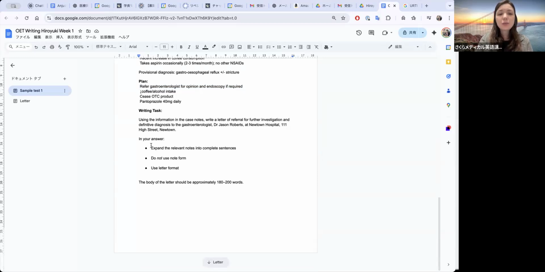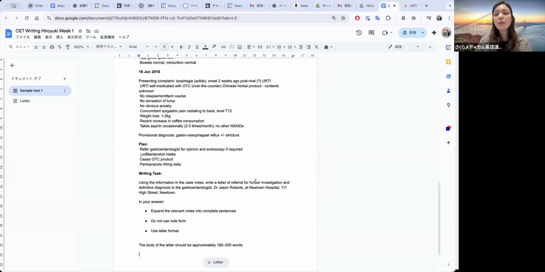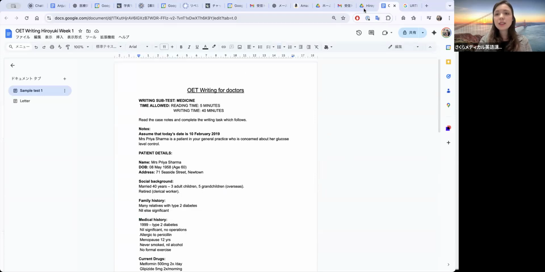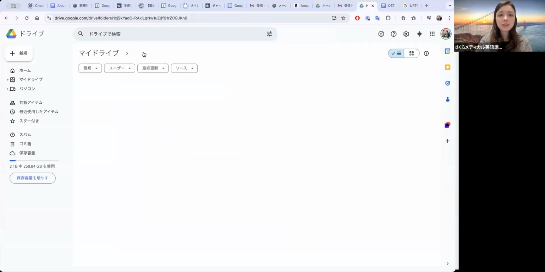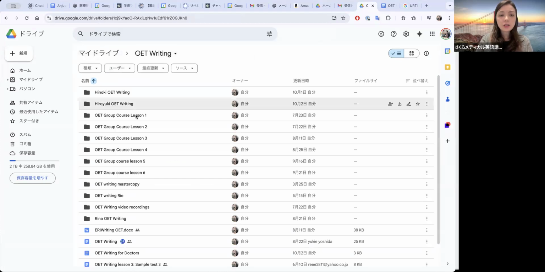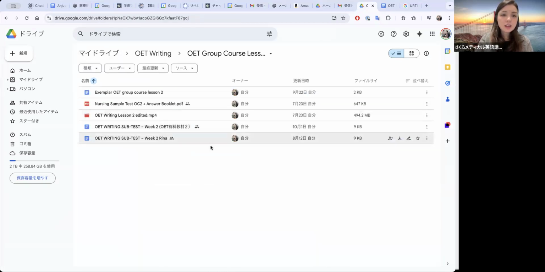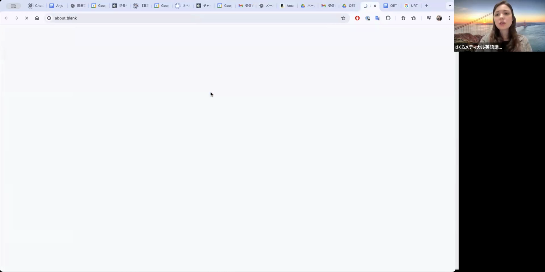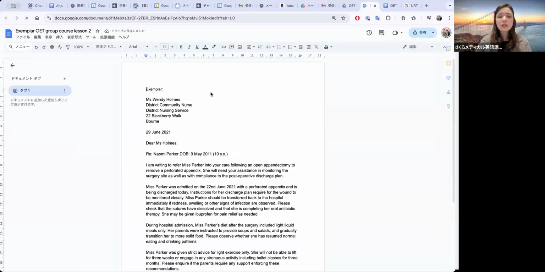In your answer, expand the relevant case notes into complete sentences. Do not use note form, use letter format. And basically, the sample letter that you're going to write is going to look like this. So this is another, different case, but I'm going to show you what it's going to look like.